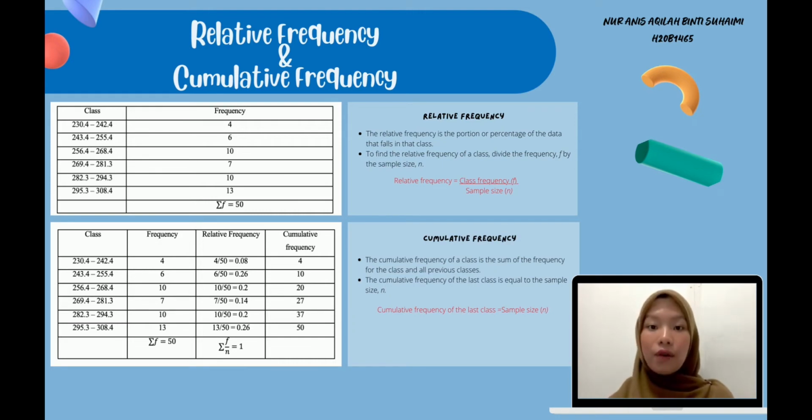I guess that's all from me for part A. I hope you understand this part. Now, we will go to the next part.